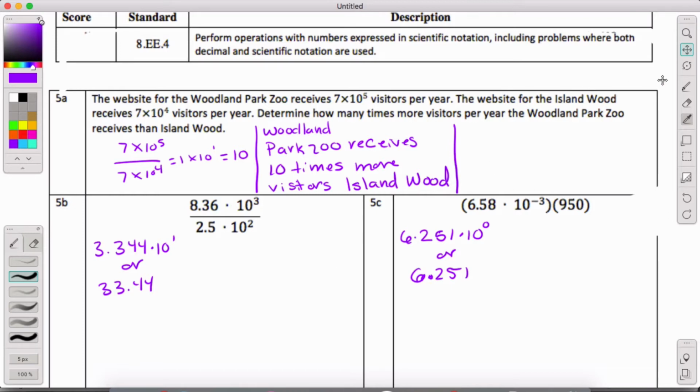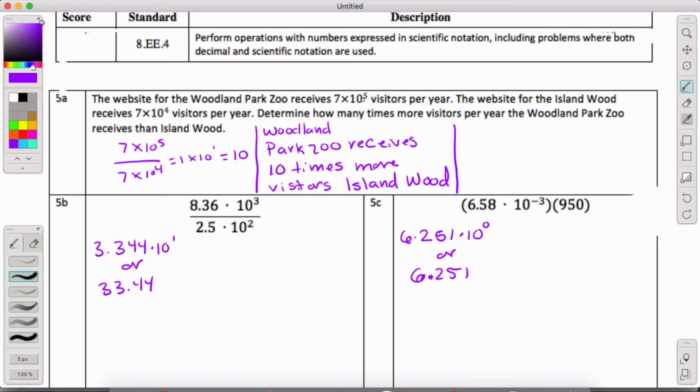All right, for the rest of you, let's dive into 5A. So, first we got to read it. The website for Woodland Park Zoo receives 7 times 10 to the 5th power visitors per year. The website for Islandwood receives 7 times 10 to the 4th power visitors per year. Determine how many times more visitors per year the Woodland Park Zoo receives than Islandwood.